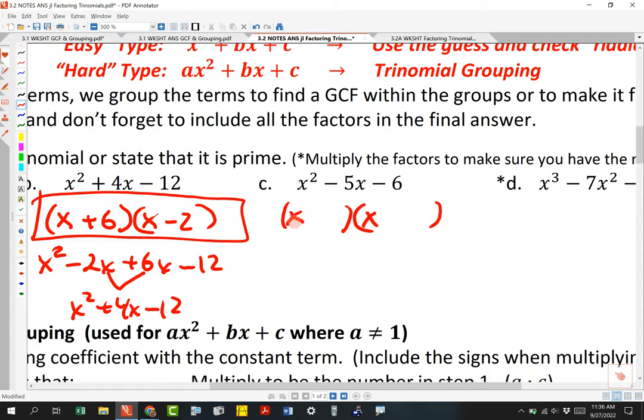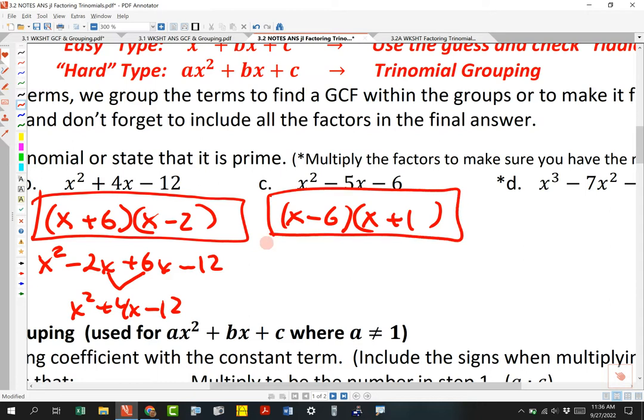Easy trinomial because it starts off with a 1x squared. Got to have some numbers that multiply to be negative 6, combine to be negative 5. Wait a minute, does this sound a little familiar? Mm-hmm. Lizzie, what is it? Negative 6 and positive 1. There we go. That's going to do it.